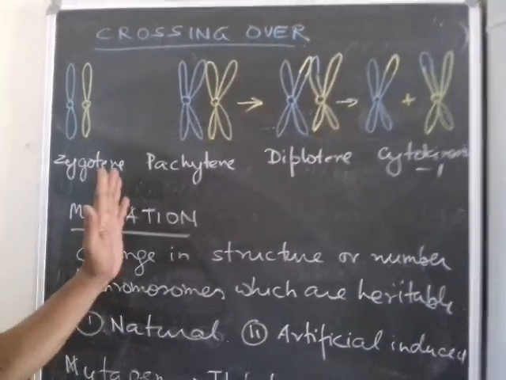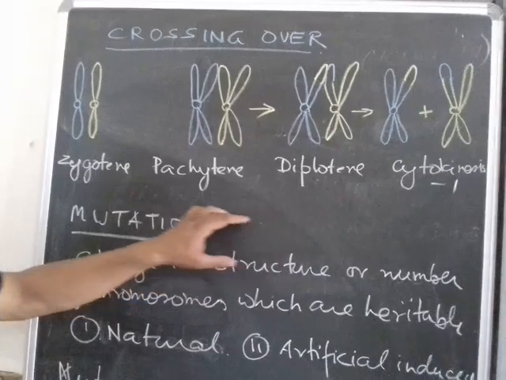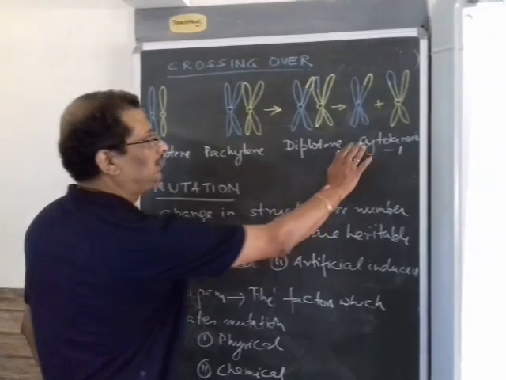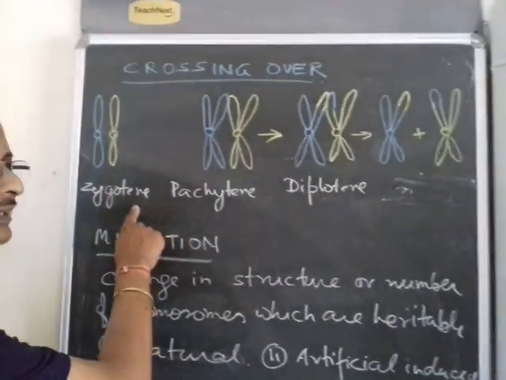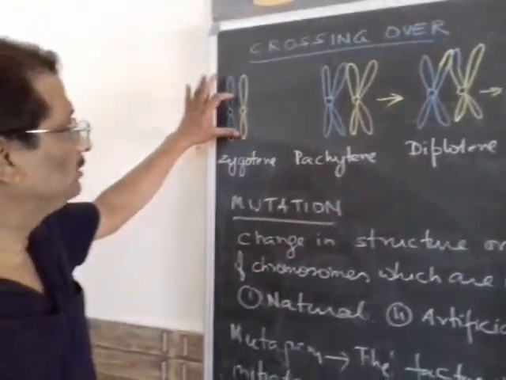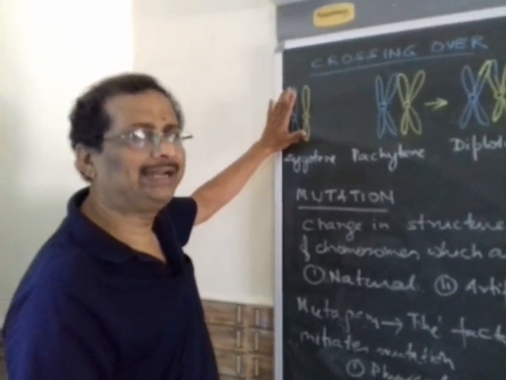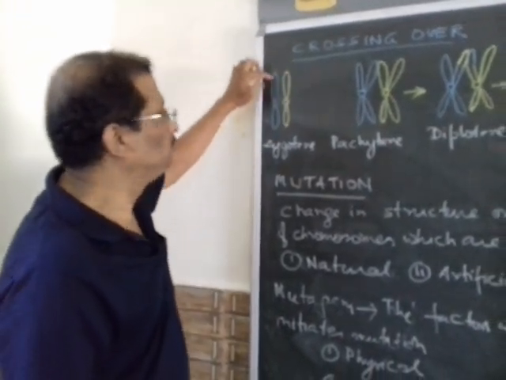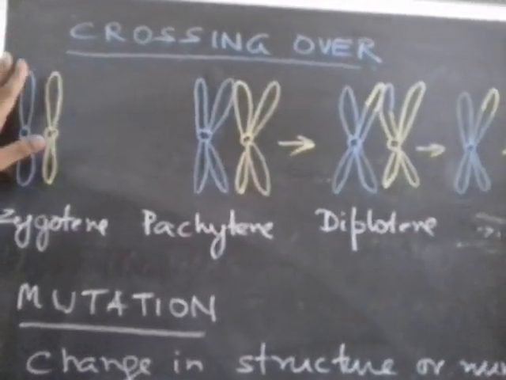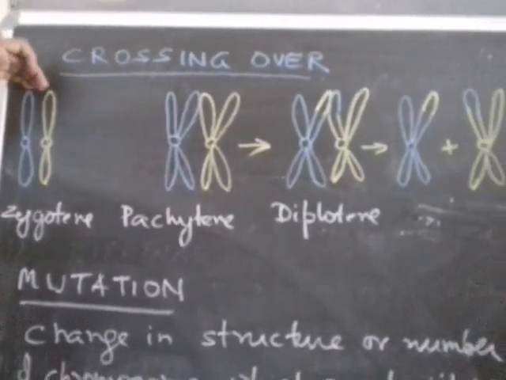Crossing over is a phenomenon which takes place in prophase 1 of meiosis, and prophase 1 is a very prolonged phase. It has the leptotene, zygotene, pachytene and diplotene stages. Now in the zygotene phase, the homologous chromosomes come near each other, we call it a dyad stage. Here we show two different colors, yellow and purple, to show the two chromosomes, because in every person's cell the chromosomes are inherited from either of the parents.